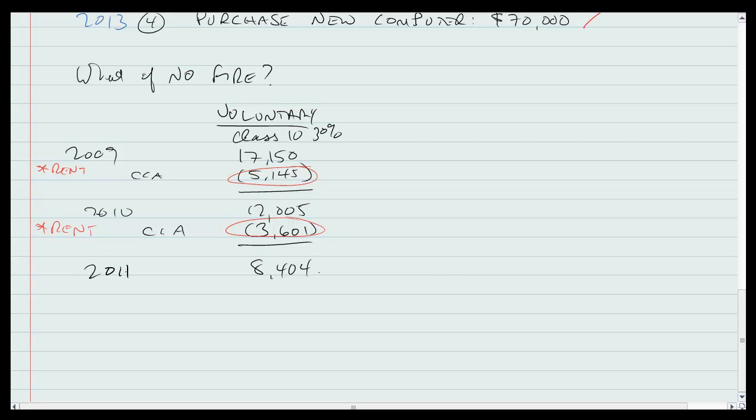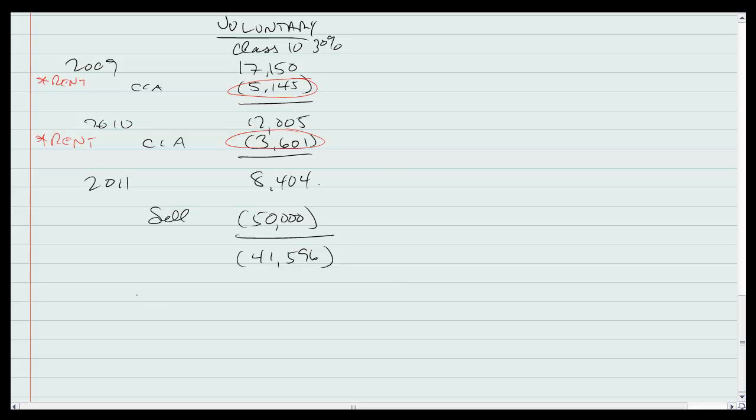And then in 2011, they sell this thing. They sell and they take out of the pool the lower of cost and proceeds. And when they do that, they of course get to a negative balance of 41,596, and they have recapture. So the recapture is that amount, and that gets our balance down to 0. And that's the 2012 balance sitting there.